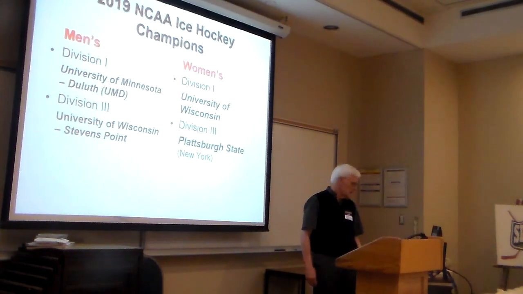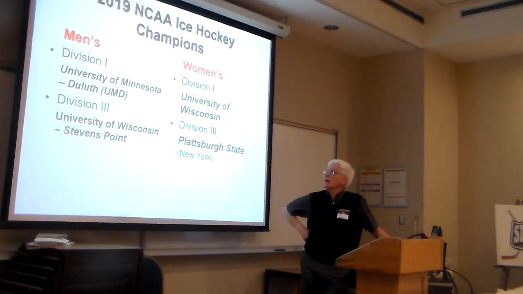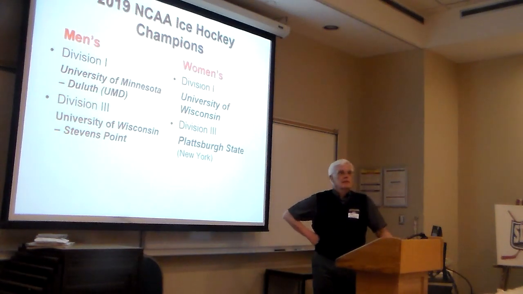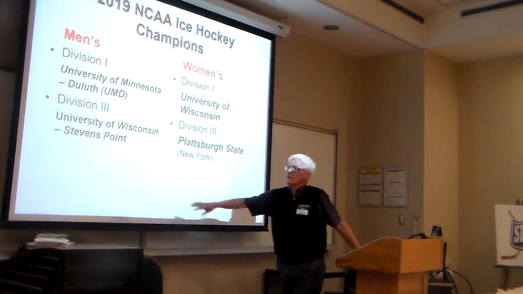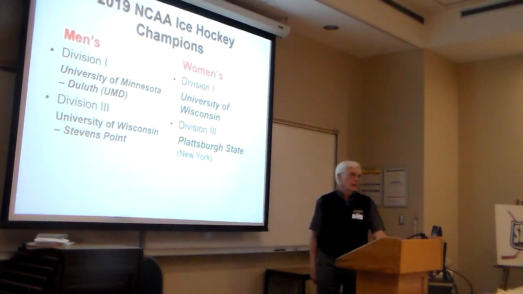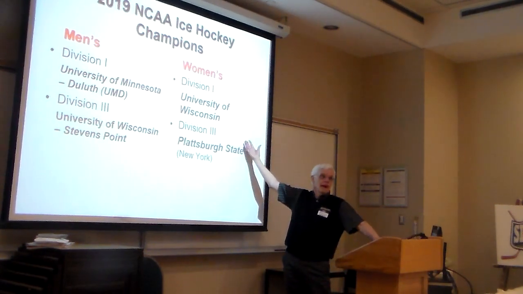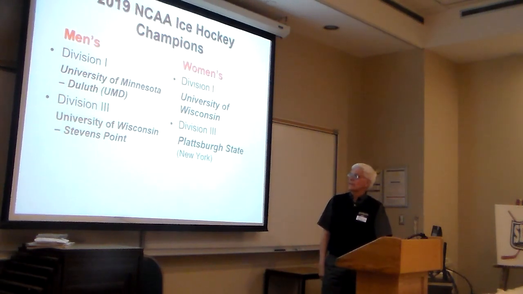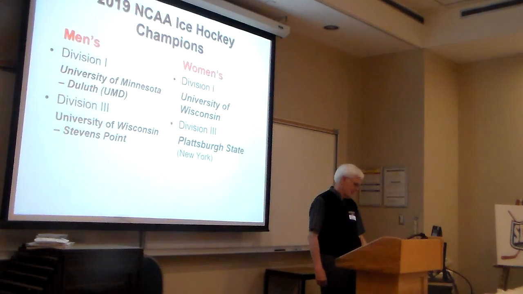Now, many can probably name, so here are the current champions. Division I is University of Minnesota Duluth, or UMD. They won it this year, they won it the year before. Division III is the University of Wisconsin at Stevens Point. Women's, University of Wisconsin in Madison, and Plattsburgh State in New York State is the Division III champion. So that's who's won it now.